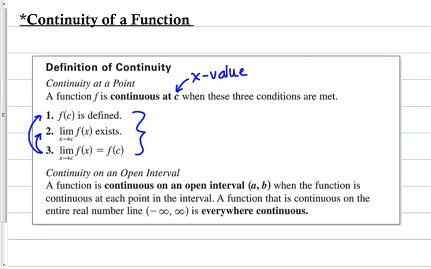Okay, so number 3 says that if the limit exists and it equals the same thing you would get when you plug in your x value, then and only then can you say the function is continuous. So that's the criteria we need to use to actually determine if this function is continuous or not at a certain x value.